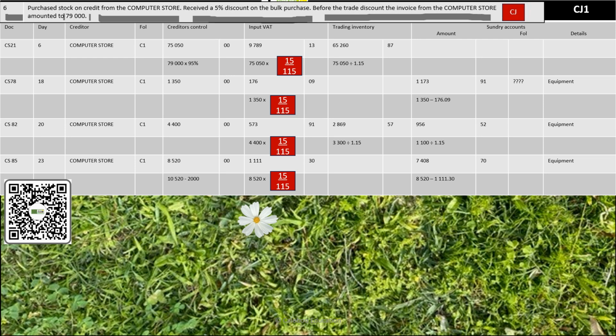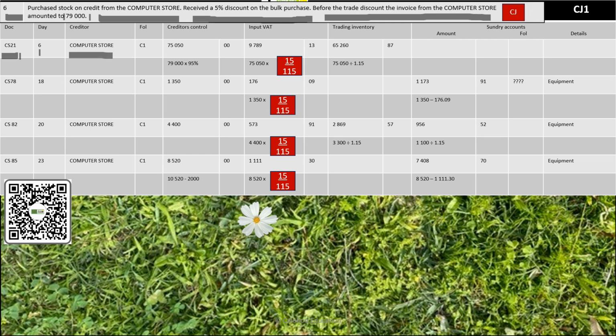We received a document from the computer store, that invoice that I showed you earlier. We can put the invoice number of the invoice from the computer store, and in this case it was CS21. That information is normally given in a test. The day is the 6th.